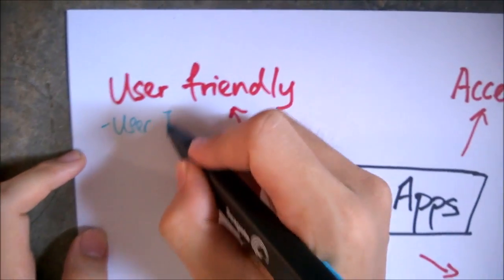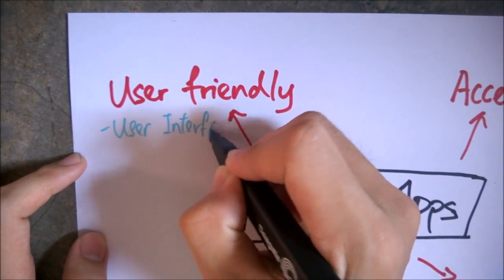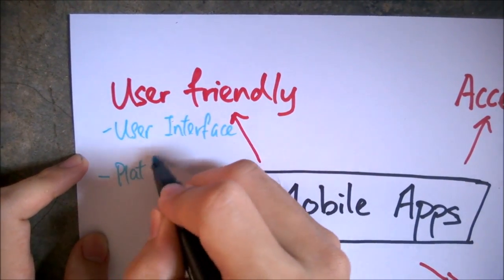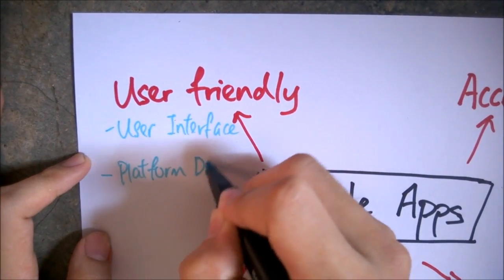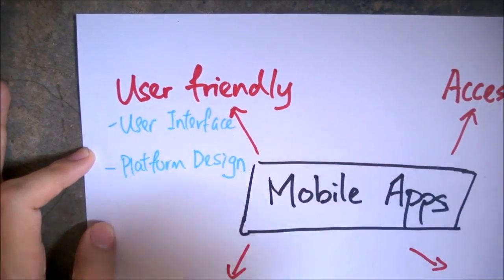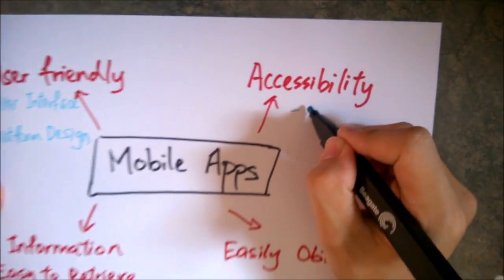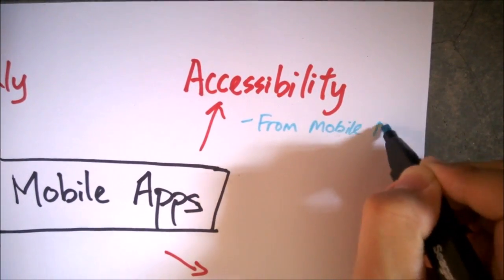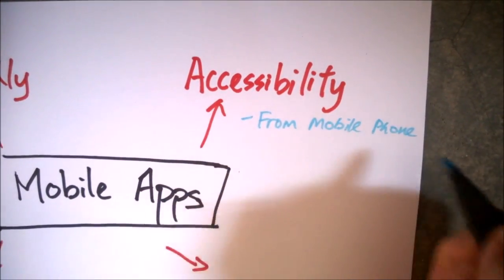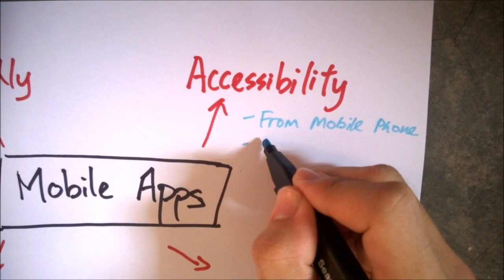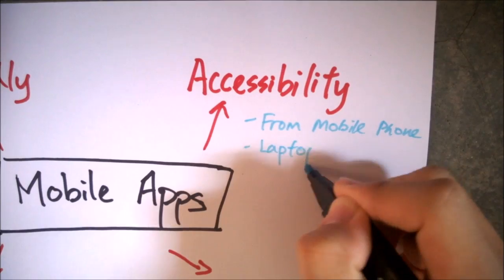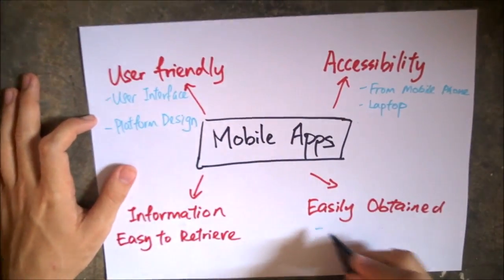The first method is creating a mobile app. There are four main criteria of this mobile app. The first one is user friendly. We will create a nice user interface and platform design which is easy for the user to use. The second one is accessibility, where you can access the app from a mobile phone and also a laptop, so it can be called a mobility app.